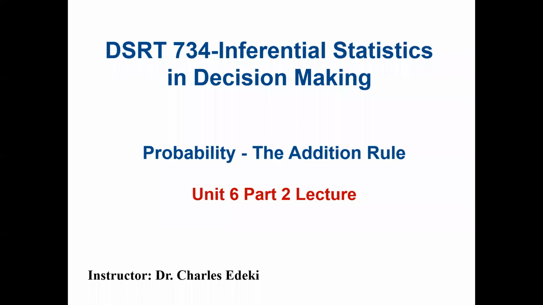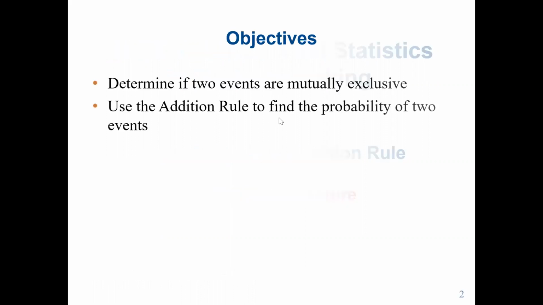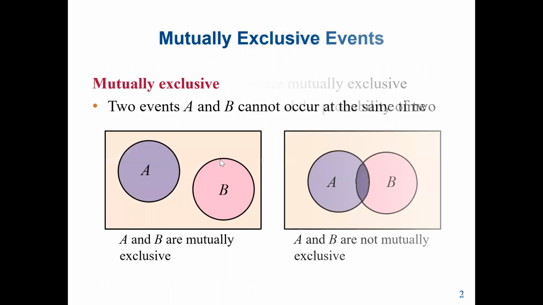Again, welcome to DSRT 734 class, Inferential Statistics in Decision Making. These lectures cover probability, the addition rule. So our main objective is to determine if two events are mutually exclusive. Also use the addition rule to find the probability of two events.